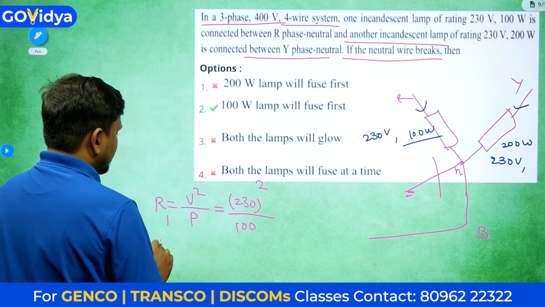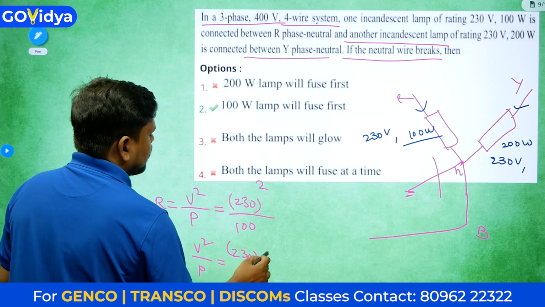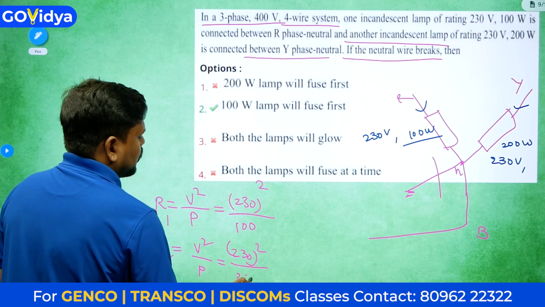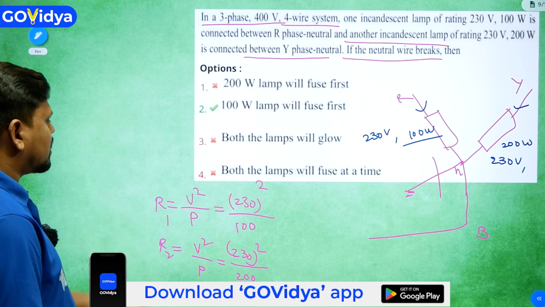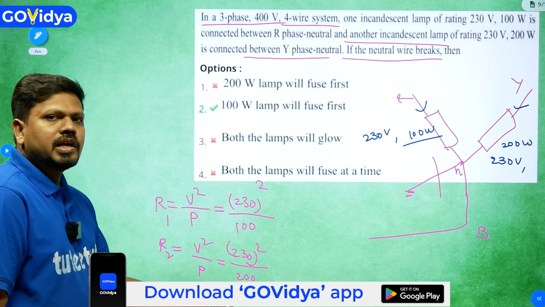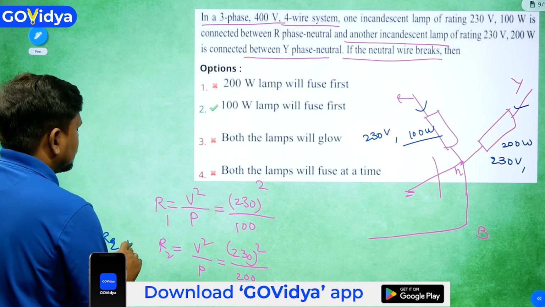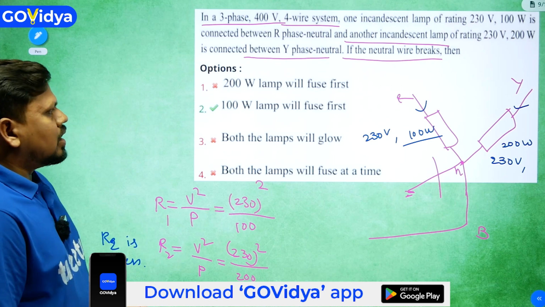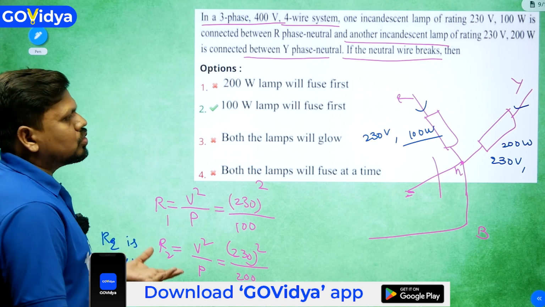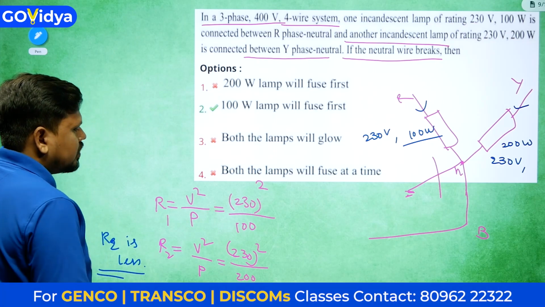Now similarly, R2 equals V square divided by P. Here it is 230 volt, the same voltage rating, but the power rating is 200 watts. Now which is higher, R1 or R2? See, the denominator has the higher value, which means R2 is less. R2 is less means current will try to go through R2 first.